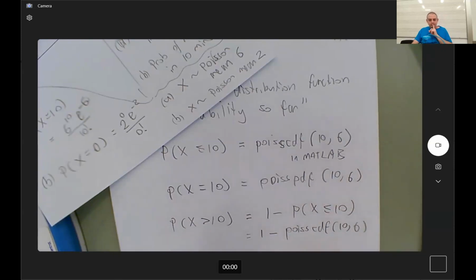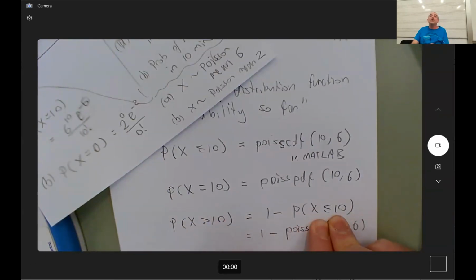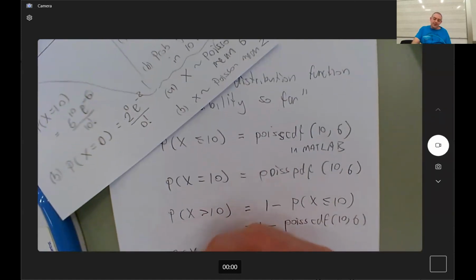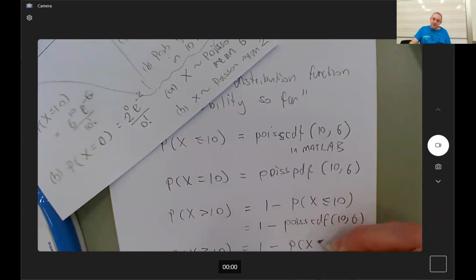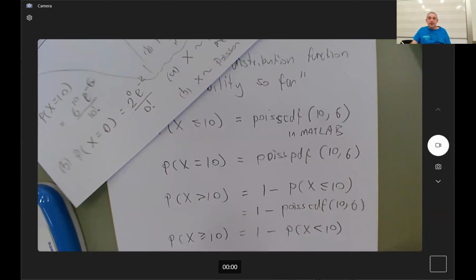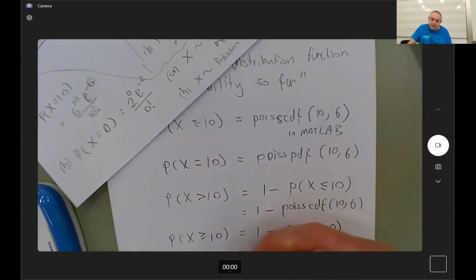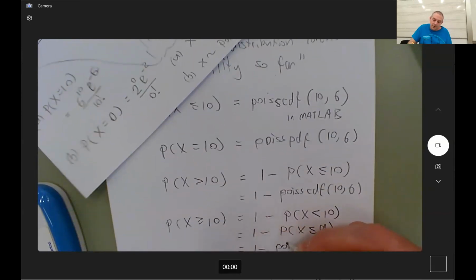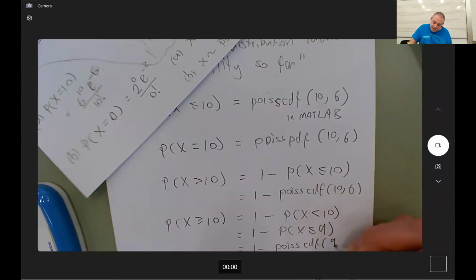So here's the thing. This says strictly greater than 10. So 10 isn't allowed. And so the opposite of that is less than or equal to 10 because I have to take off the 10. But you were right. If I wanted the probability that x is greater than or equal to 10, then that would be 1 minus the probability that x is strictly less than 10. But since it's a Poisson distribution, it can't be anything between 9 and 10. So that's the same as 1 minus the probability of less than or equal to 9. And so I would use the plus CDF 9.